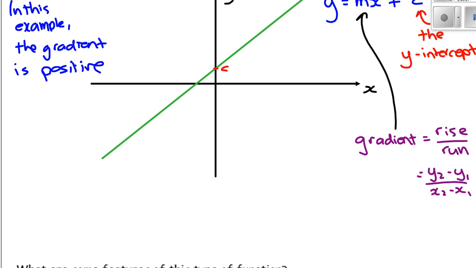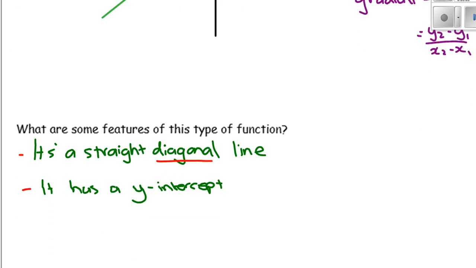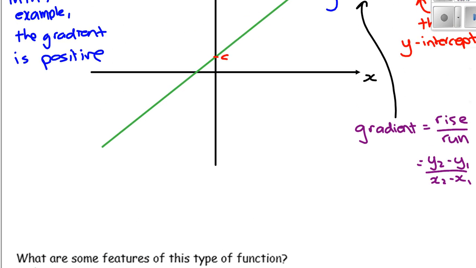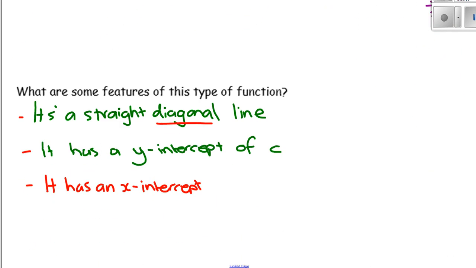So it has a y-intercept of c. We'll use b if you use c. So it has an x-intercept, and where the x-intercept lies is where y happens to equal 0. The y-intercept is also at x equals 0, of course.